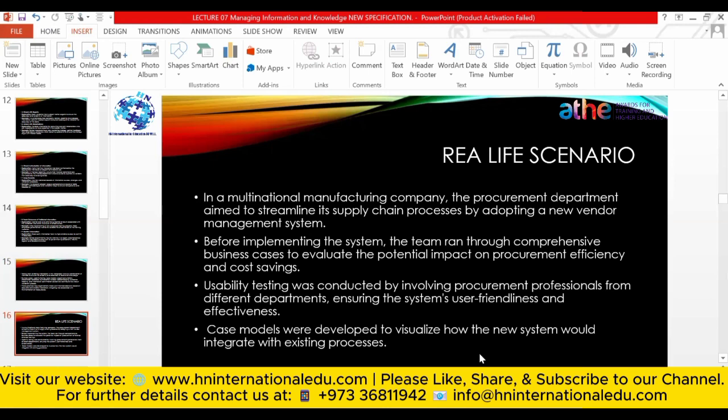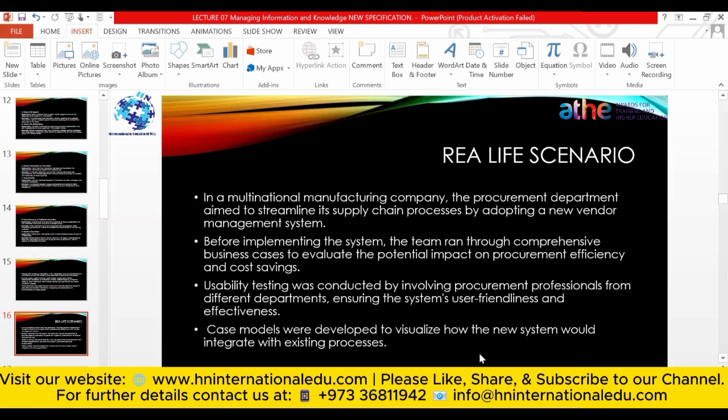In a multinational manufacturing company, the procurement department aimed to streamline its supply chain processes by adopting a new vendor management system. So it's first a multinational company, then it's a manufacturing company. Then the department, the one who is going to procure each and everything, maybe the employees, the budgets, each and everything. We are talking about that department. It streamlines its supply chain processes by adopting a new vendor management system. That is, they have hired a new supplier.